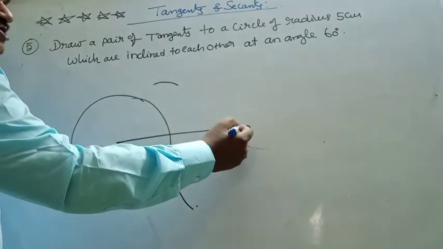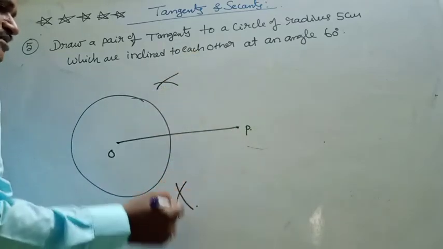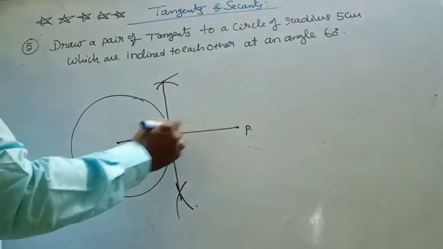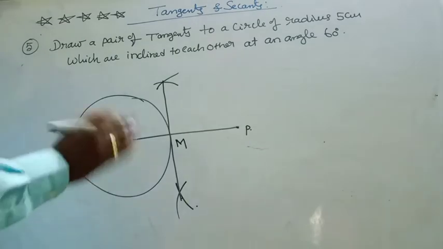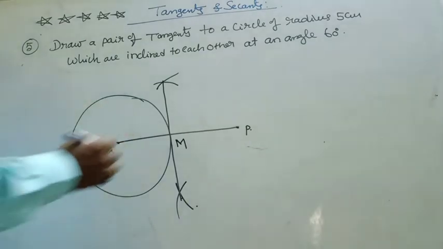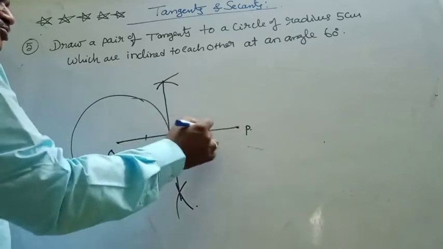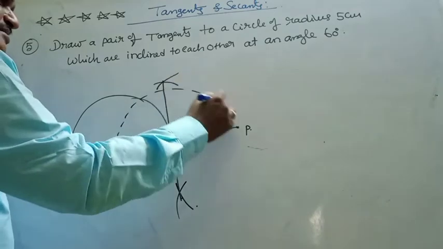Similarly, without disturbing these measurements, with P as center, you cut the previous arc here like this. Then you get the perpendicular bisector of OP. Let us call this M. Next, step 4 or 5: you take M as center and OM as radius, because these two are equal, or MP as radius. With M as center, you draw one nice circle like this.